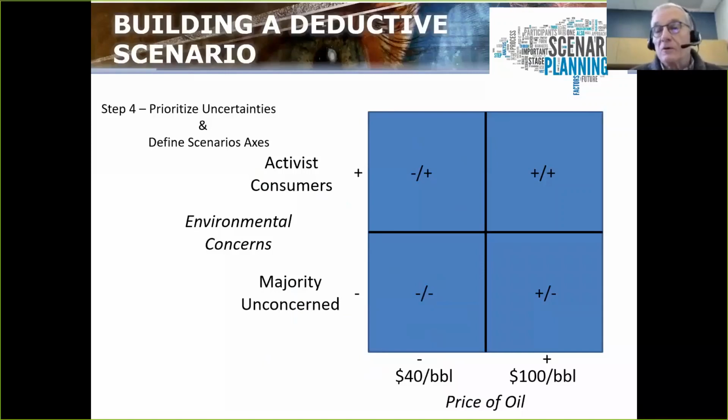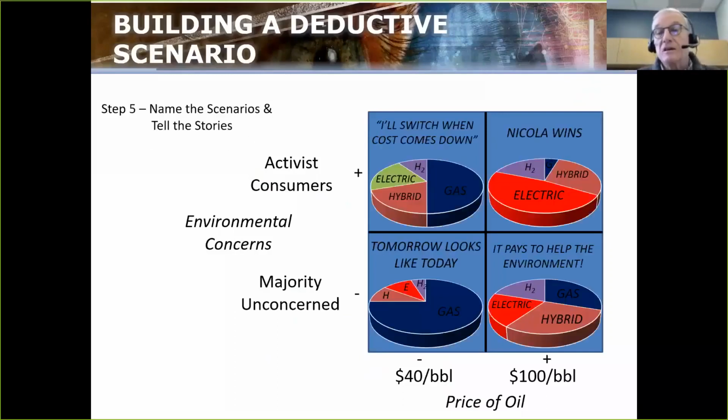That creates the four different quadrants. The upper right has high prices of oil and really strong consumers who want to help the environment. The bottom left is just the opposite. Most are unconcerned about the environment and oil is cheap. What you do in a deductive scenario, where the real work comes in, is a couple of steps. One is you live in each of those futures. What will that future look like? What environment will my R&D organization be in? Don't overanalyze these. I made them up as an example.